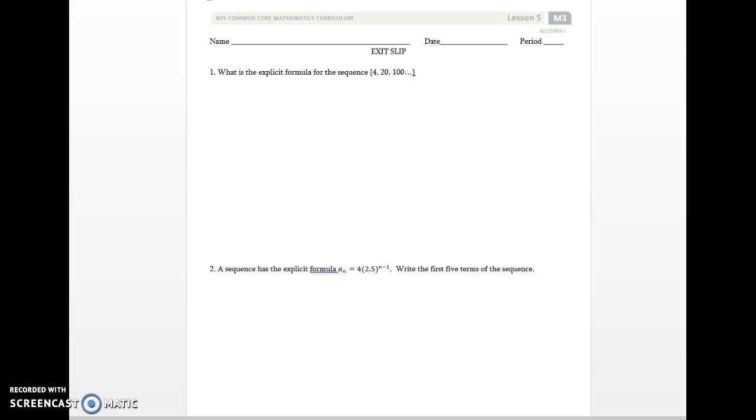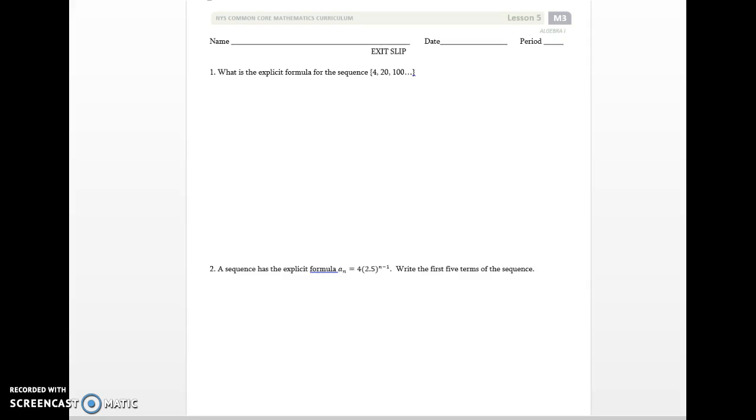Hello students, this video is for the exit slip for lesson 5 in the sequences unit. It was on geometric explicit formulas. The first question asked what is the explicit formula for the sequence 4, 20, 100, etc.